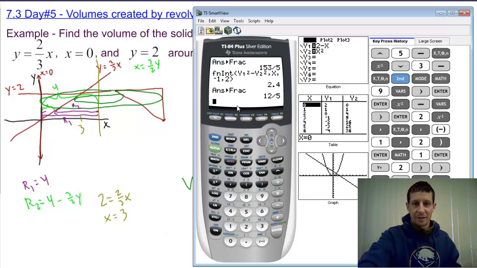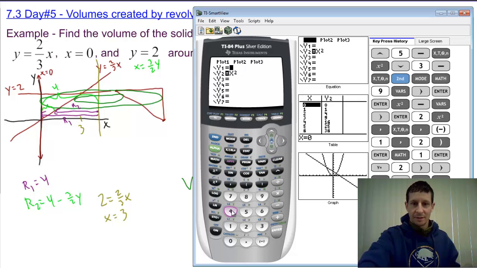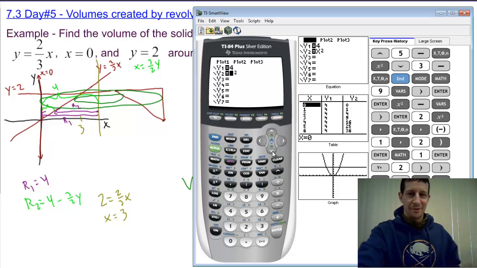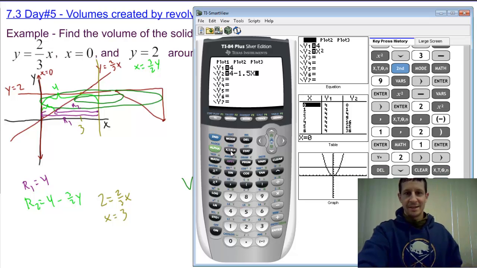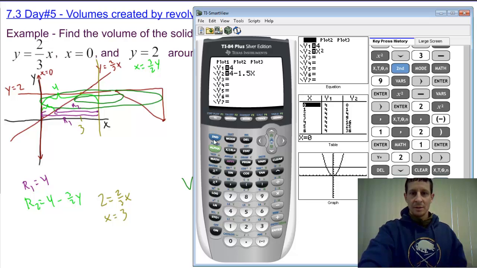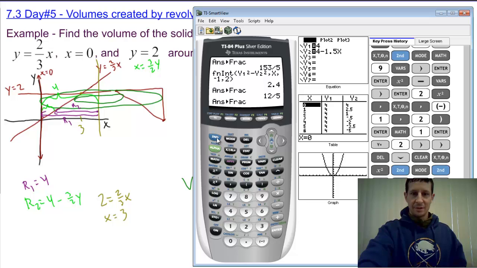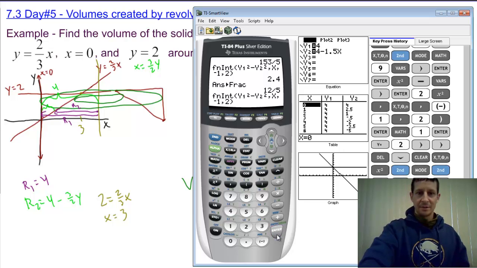Pull up our calculator. I still have it kind of set up from the day 4, so I'm just going to change this outer one to a 4. And remember, our calculator doesn't know any better, so I'll just type these in with x's. So I'm going to type in 4 minus 3/2, which is the same as 1.5, and I'm going to put it in as an x. So now when I go to the home screen, it looks like I'm going to need to cut and paste again, so second enter and then second enter.